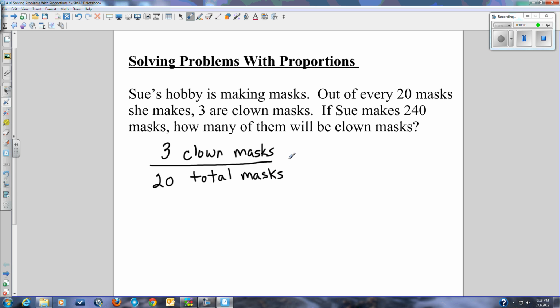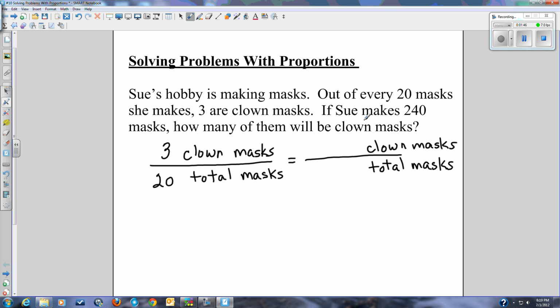Now, the key to doing all of these proportion problems is to create another fraction on the other side and to write the same units right across from each other. In the numerator, or on the top line, we've written clown masks on the left side. So we're going to write the same thing on the right side. So it's going to say clown masks. On the bottom, or in the denominator, on the left side, we wrote total masks. So on the right side, on the bottom, we're also going to write total masks. That helps us to know where to place our next number.